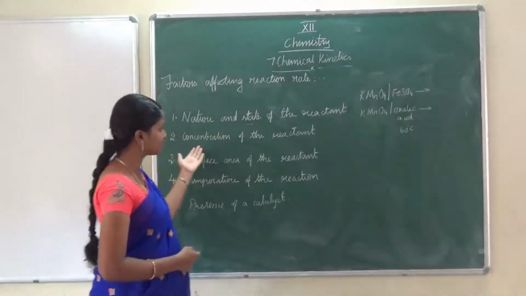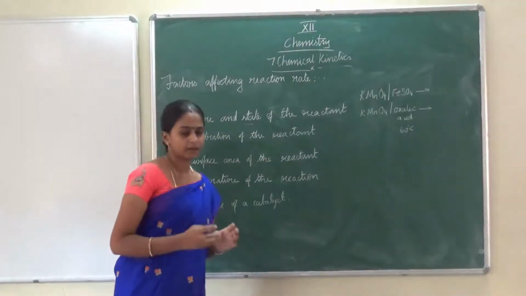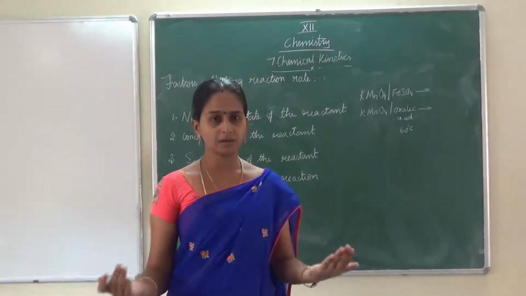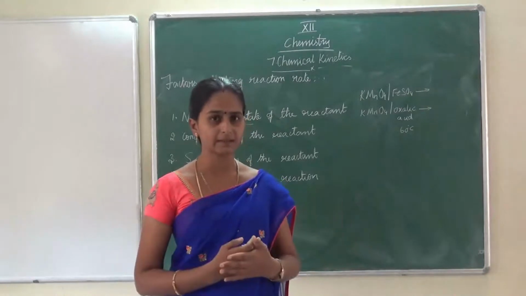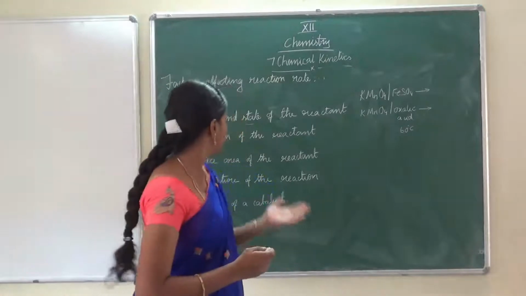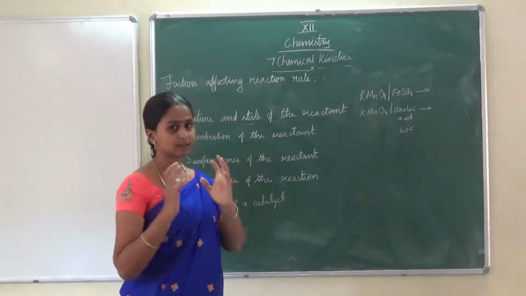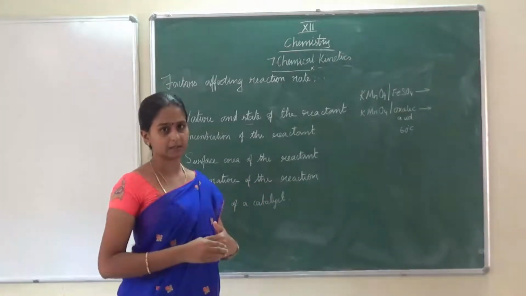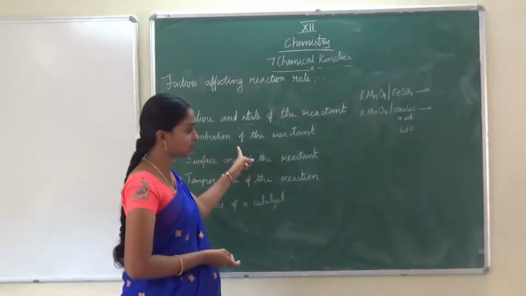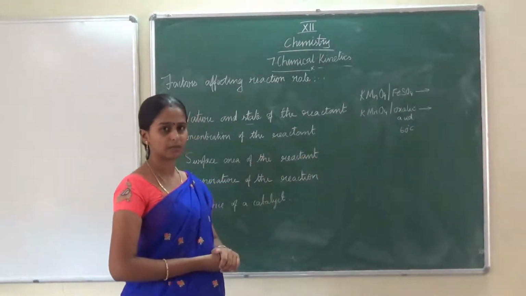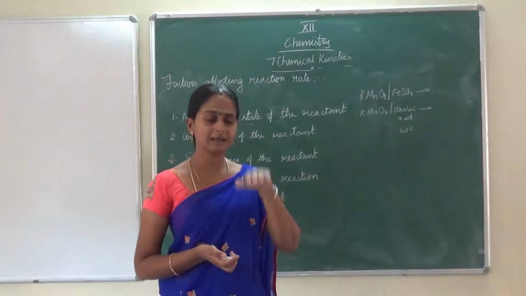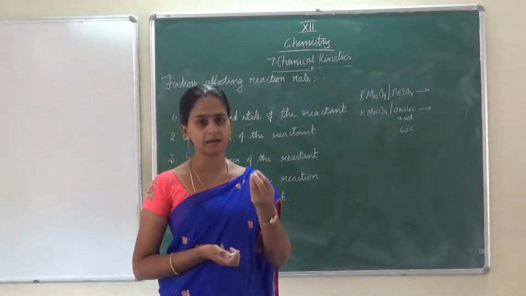The next one, concentration of the reactant. In collision theory we have discussed that, according to the collision theory, the molecules will come and collide with each other, then only the new bond will form between them. So when the concentration is more, more number of collisions will take place, so we will get more product. When the concentration is more, the speed of the reaction also will be more. If the concentration is less, then the speed also will be reduced because less number of atoms or ions are present.